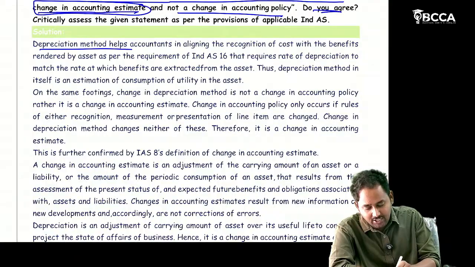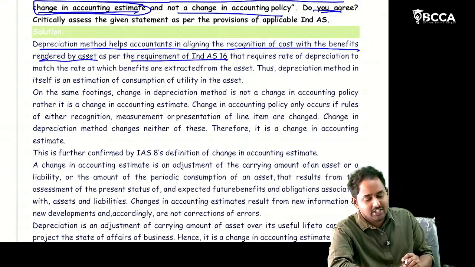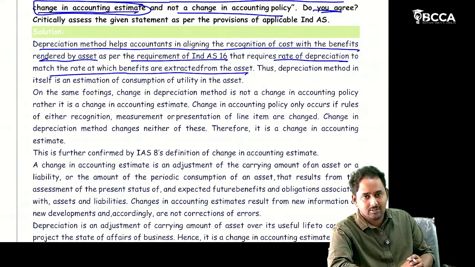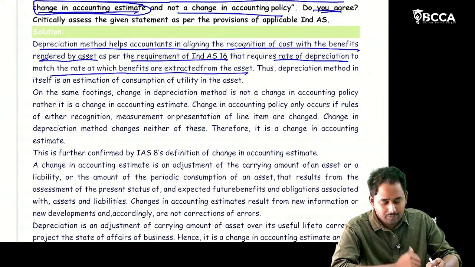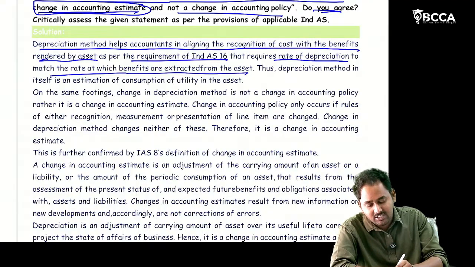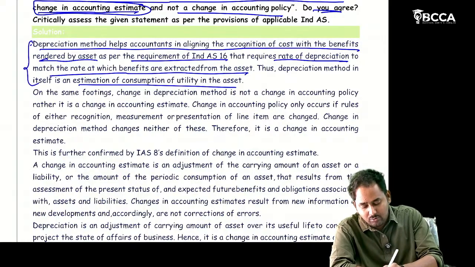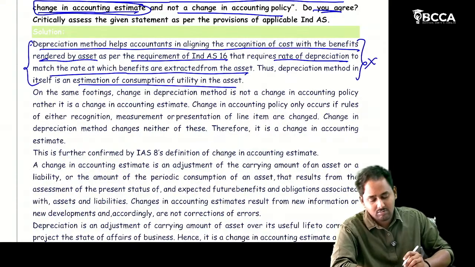Depreciation method helps the accountants in aligning the recognition of the cost with the benefits rendered by the assets, as per the requirements of Ind AS 16. It requires the rate of depreciation to match the rate at which benefits are extracted from the asset. The depreciation method is in itself an estimation of consumption of utility in the asset. You need not write all this.